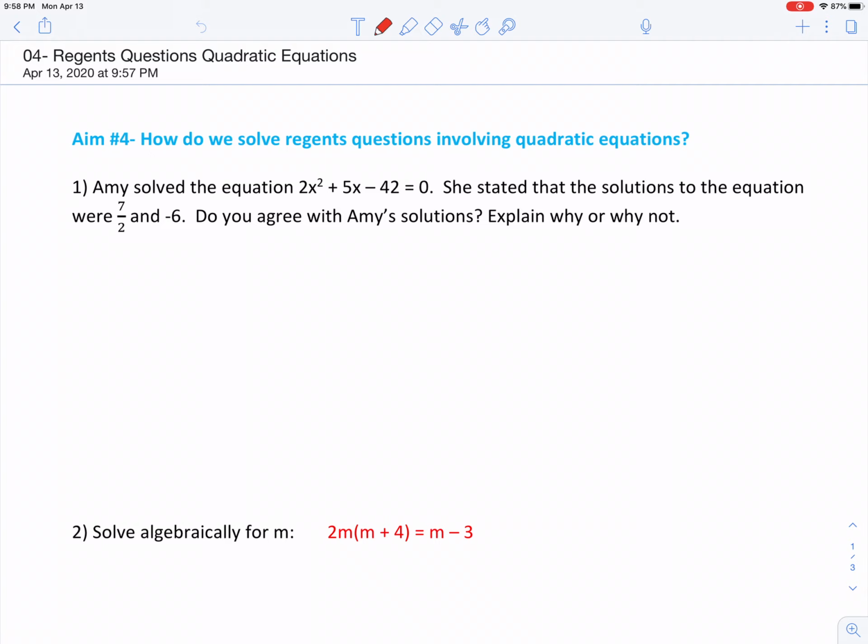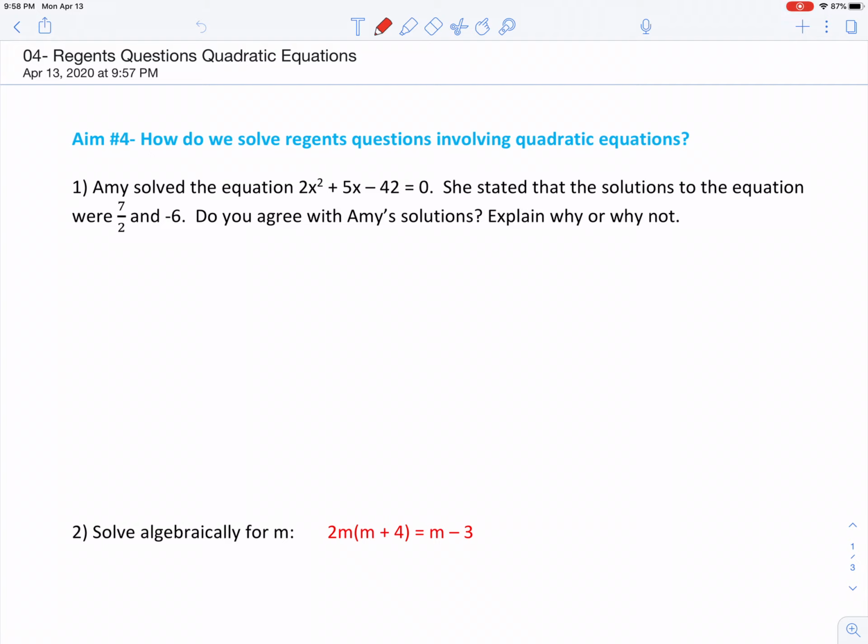Amy solved the equation 2x squared plus 5x minus 42 equals 0. She stated that the solutions to the equation were 7 over 2 and negative 6. Do you agree with Amy's solutions? Explain why or why not. So they're giving you the solutions and asking if you agree.